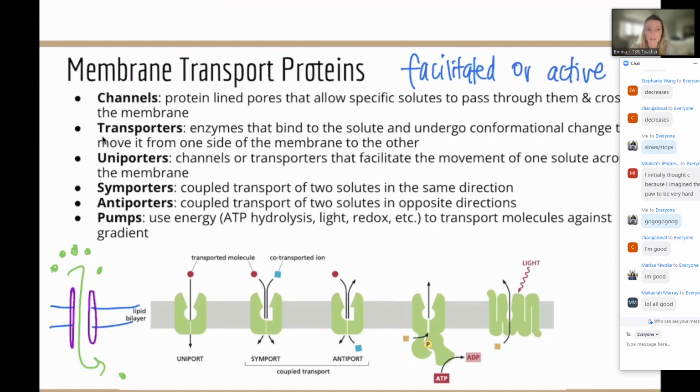Compared to if you have a transporter, which often these are enzymes, we know the basic rule of enzymes is if something binds, there's a conformational change. So think about these. You may have seen videos in biology class.